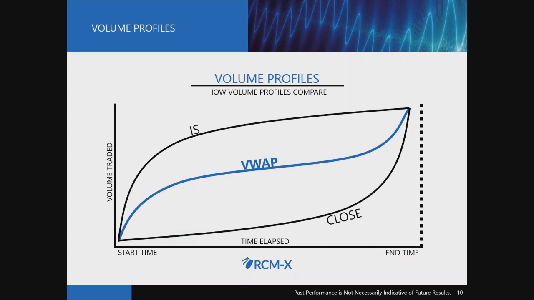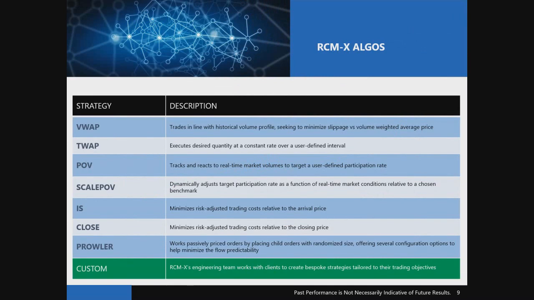Close is the mirror image of that, where it's going to come in slow and then try to ramp up volume as it gets towards the end of the order, which is most oftentimes into the close of the day. Now, if we go back and look at the dynamic algos, those include POV, Scale POV, and Prowler. Unlike the scheduled algos, the dynamic algos don't have a schedule at their base, and they're trading based off the current day's trades and market data.